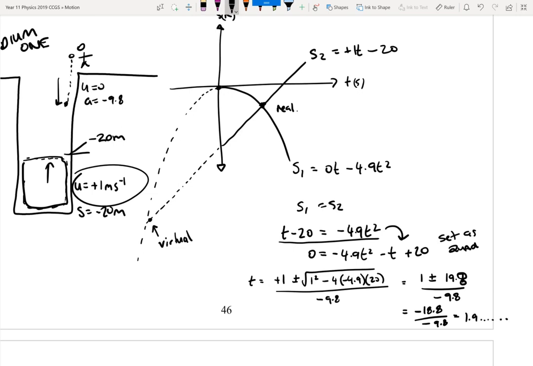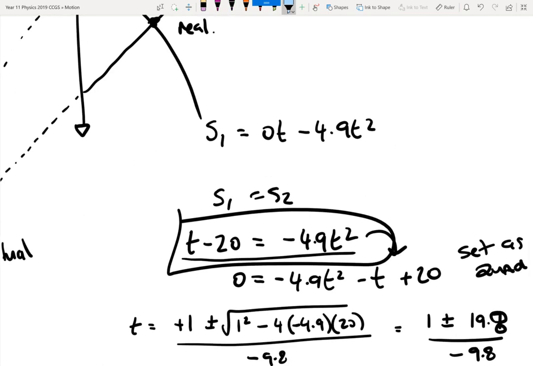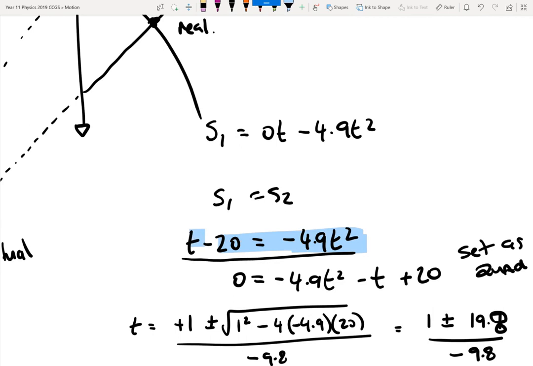Say again. For this, yes. The question is, could you solve that? Can you solve that without the quadratic? I don't think you can.